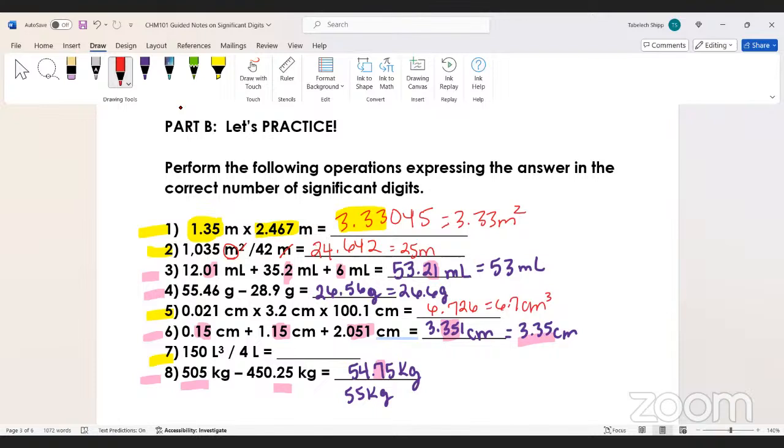All right, and this last example, this last one, we've got 150 liters cubed divided by 4 liters. So let's figure this one out. How many sig figs should I have in my final answer for this one? Look at the numbers. So you've got 150 divided by 4, and you get 37.5. Okay, yes, you should have liters squared as your unit. So this is the answer that I got, 37.5. But is that the correct answer?